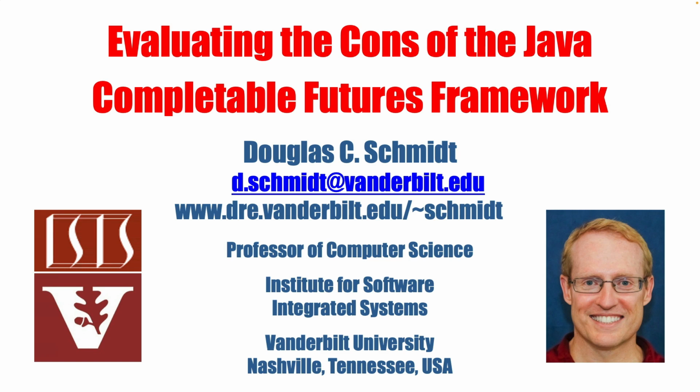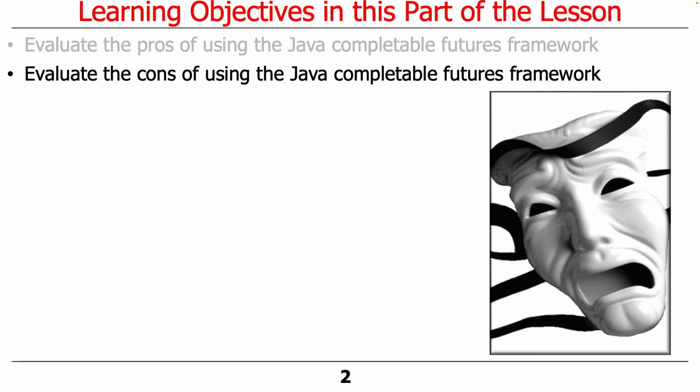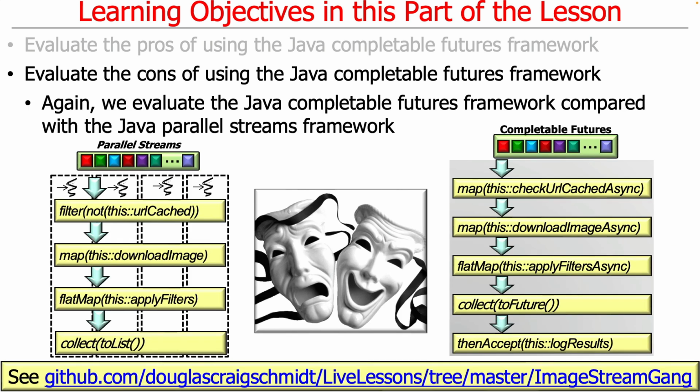Now that we've talked about the benefits or the pros of completable futures, let's take a look at the other side of the coin, which are the downsides or the cons of the completable futures framework. As I like to say, everything's not unicorns and rainbows all the time, and there are some things you have to be aware of that may be limitations. And sometimes you can address those through various means, but you at least need to be aware of them.